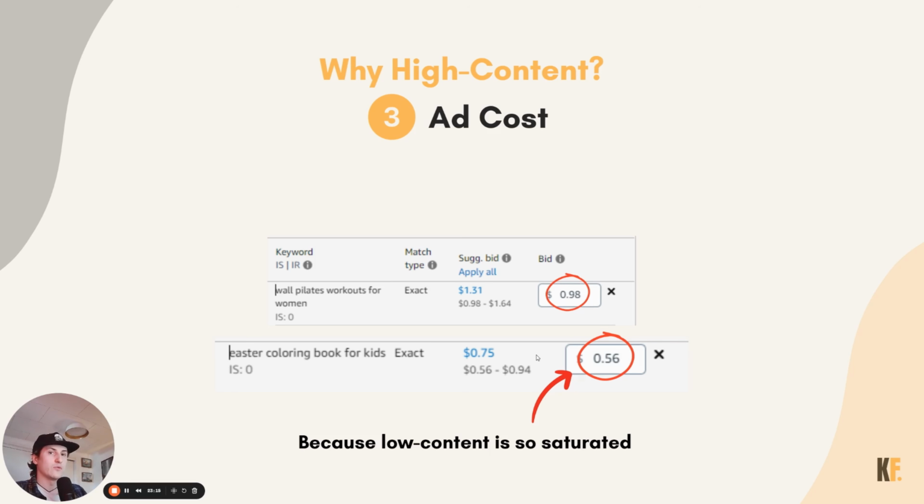Yes, there's going to be some scenarios where it's going to be lower, of course. Just like in the high content book, you're going to have scenarios that it's higher, that it's lower as well. But you're still going to see this higher bid price with low content publishing a lot of the time.